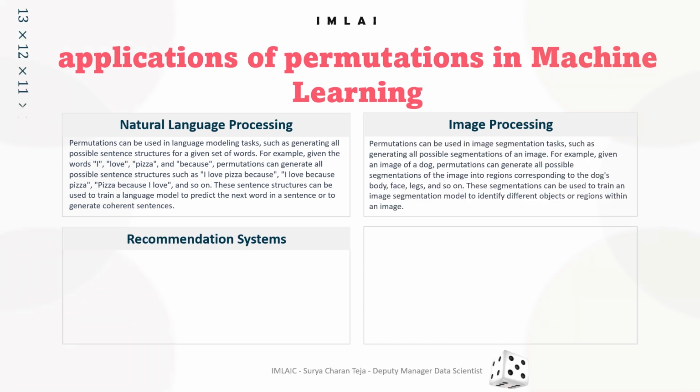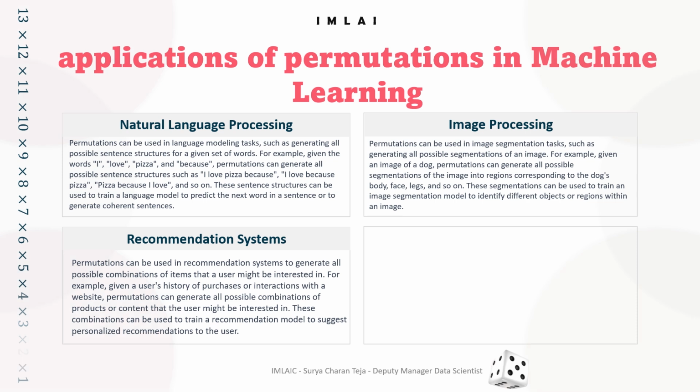Then we have recommendation systems. In recommendation systems, permutations are used to generate all possible combinations of items that a user might be interested in. This can be useful for tasks such as personalized product recommendations and content-based filtering.